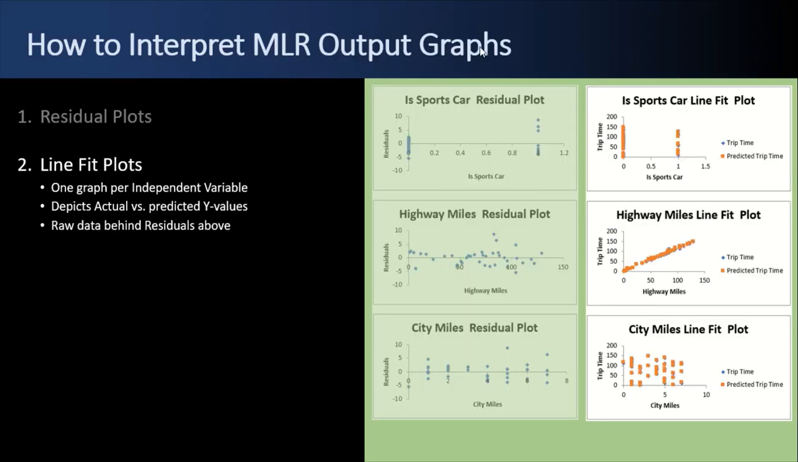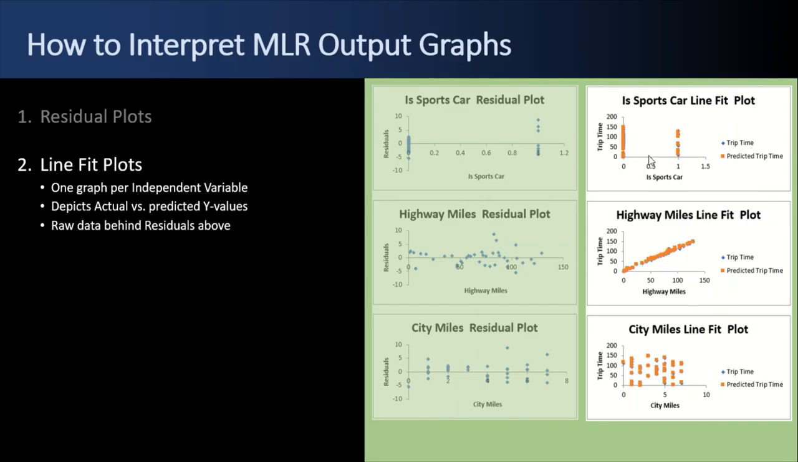The next MLR output graph is the line fit plots, and they're closely related to the residual plots. There's one graph per independent variable. X1 is sports car, one line fit plot. X2, highway miles, one line fit plot. And X3, city miles, one line fit plot. These graphs depict the actual versus predicted Y values. So the orange dots are the predicted Y values, and the blue dots are the actual values.